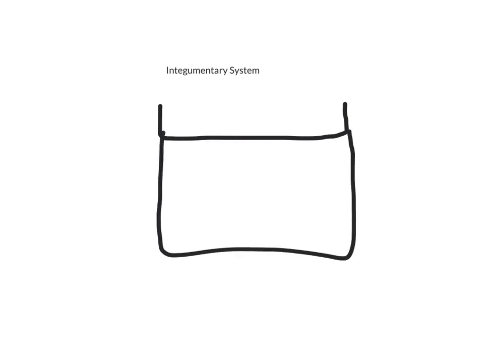So the skin has three basic layers. It has an epidermal layer, which is up at the top. It has a dermal layer, which is in the middle, and then it has a hypodermal layer, which is on the bottom. These three layers are each split to contain different tissues and cells and perform different functions as part of the skin. The epidermis contains almost exclusively epithelial tissue and specifically stratified squamous cells.